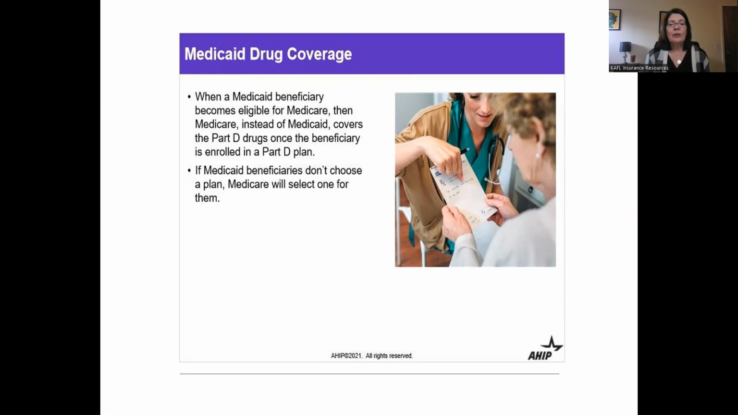And if somebody does get a card in the mail, if they're automatically enrolled, they do have the option of not keeping it. It's not mandatory. But if they don't keep it, they just want to be careful with that penalty and make sure they have other drug coverage options.